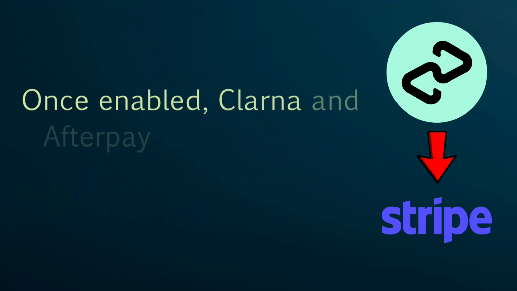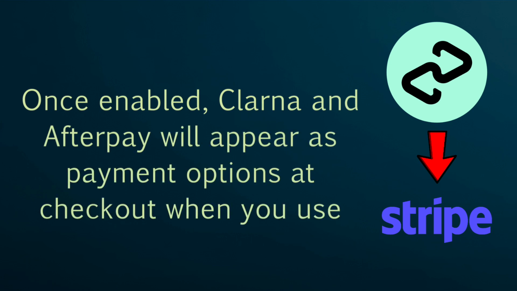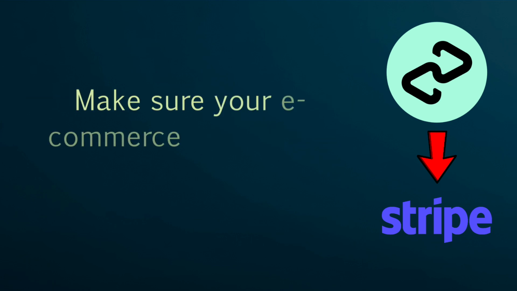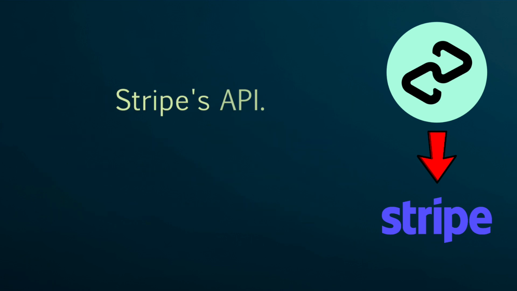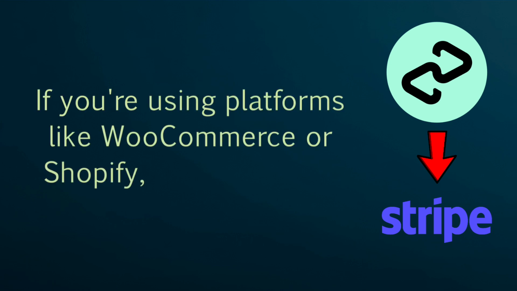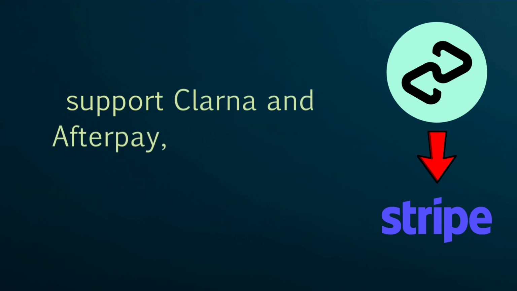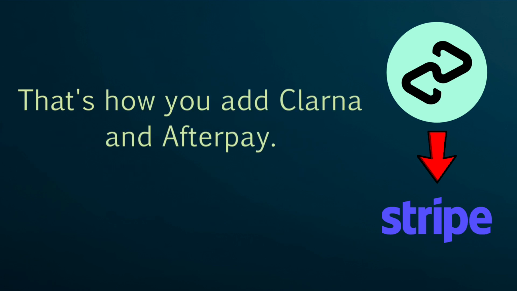Once enabled, Klarna and Afterpay will appear as payment options at checkout when you use Stripe's payment gateway on your website or app. Make sure your e-commerce platform or custom checkout supports these options through Stripe's API. If you're using platforms like WooCommerce or Shopify, look for Stripe payment plugins that support Klarna and Afterpay, then enable those options in the plugin settings. That's how you add Klarna and Afterpay to Stripe.